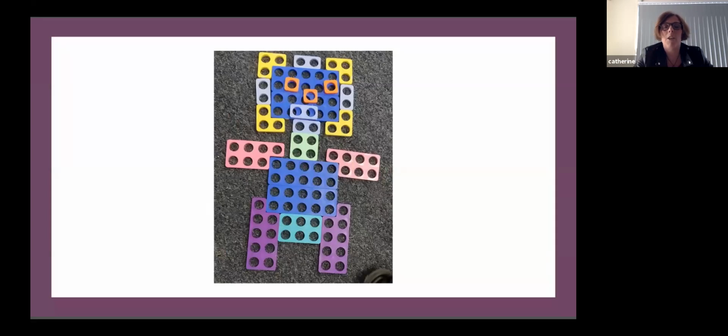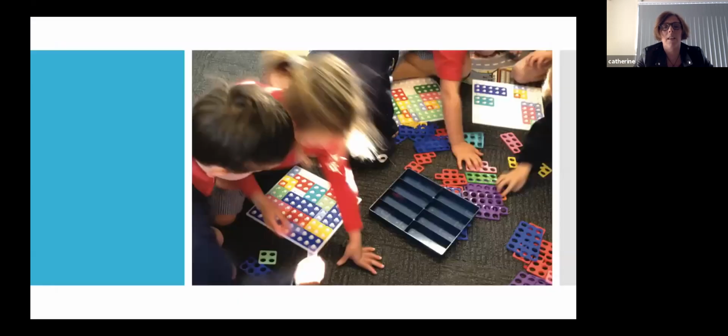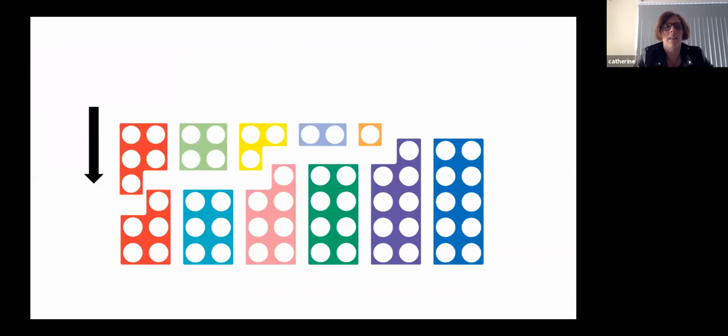This is some exploration with Pneumicon shapes. You can see a lovely symmetrical picture there. An exploration looking at the quantity in the shapes covering the board, and this is a collaborative activity. Lots of discussion happening there. You could have a discussion with the children about what they see and what they notice. Have a look at this arrow. What can we see? What can we notice? There's a lot of discussion here. This is the exploration stage of using the apparatus.